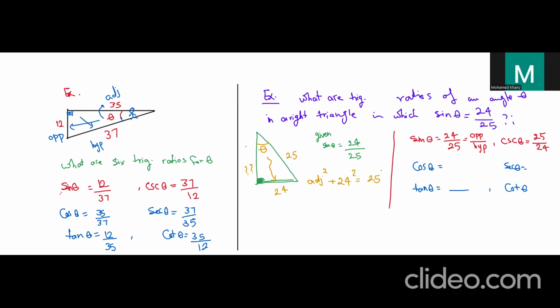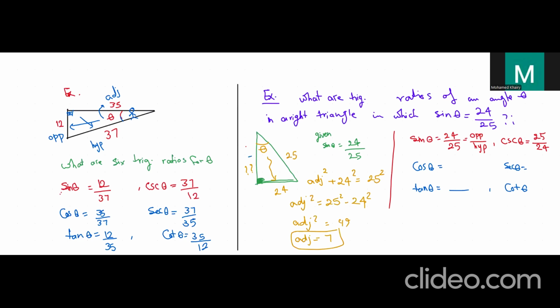So how can I get the adjacent squared? It's going to be 25 squared minus 24 squared. So adjacent squared here equals 49. How can I get the adjacent alone? Take the square root of both sides. So this one will be 7. So what is the length of the adjacent? This one here will be 7.